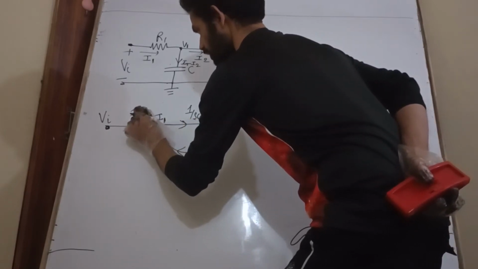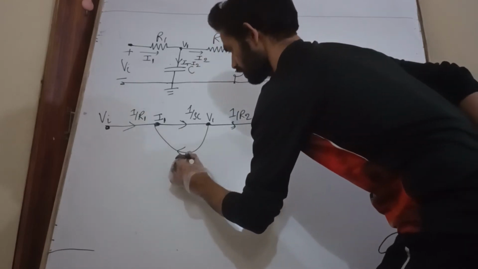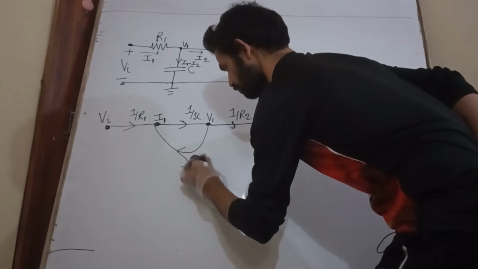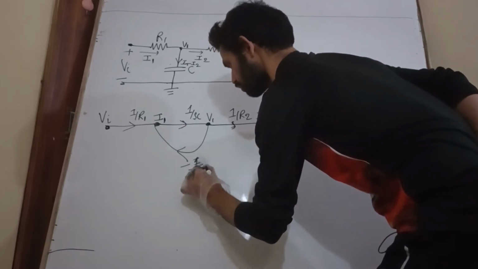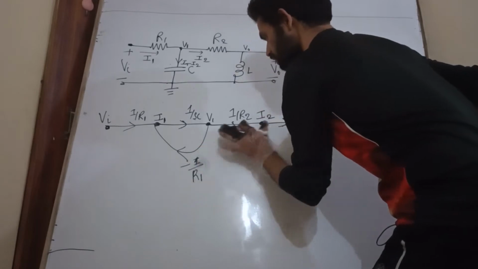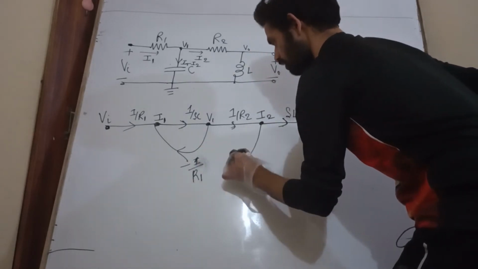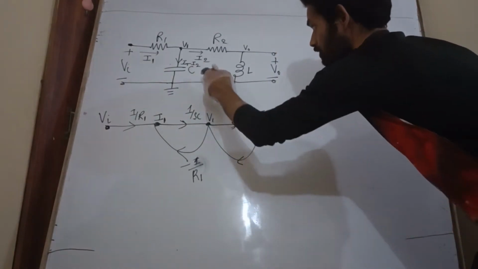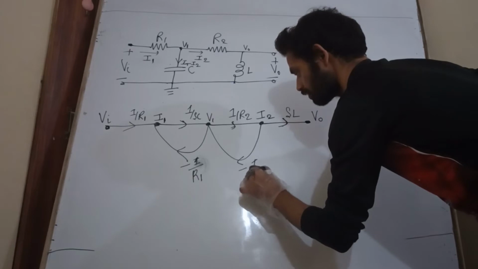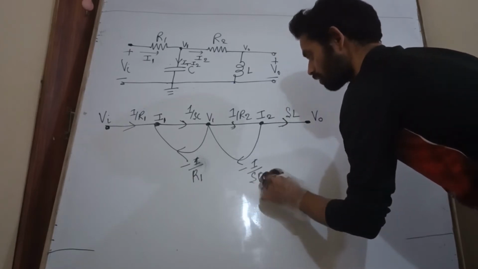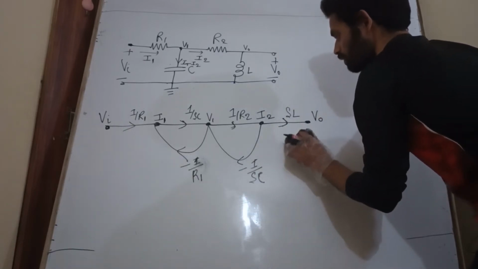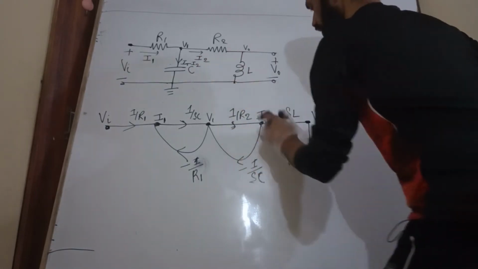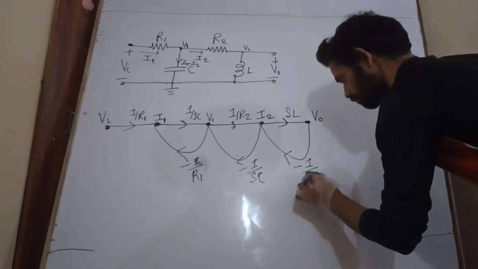Feedback is what? First one is admittance with negative feedback, which means minus 1 by R1. If it is admittance, next one should be impedance feedback. This capacitor impedance with negative feedback is 1 by sC. Now if it is impedance, this feedback should be admittance. What is next? R2. So negative feedback by R2.